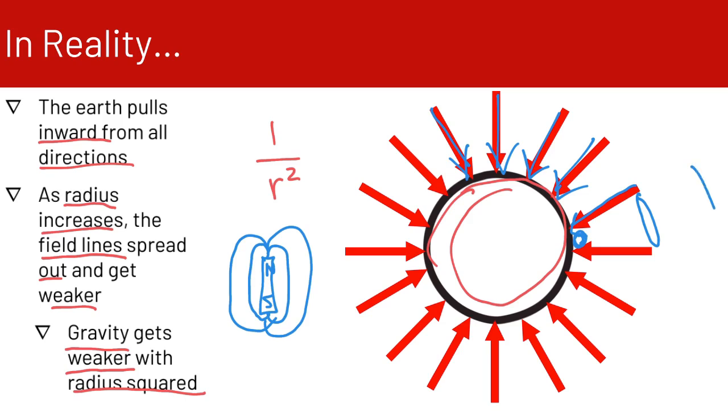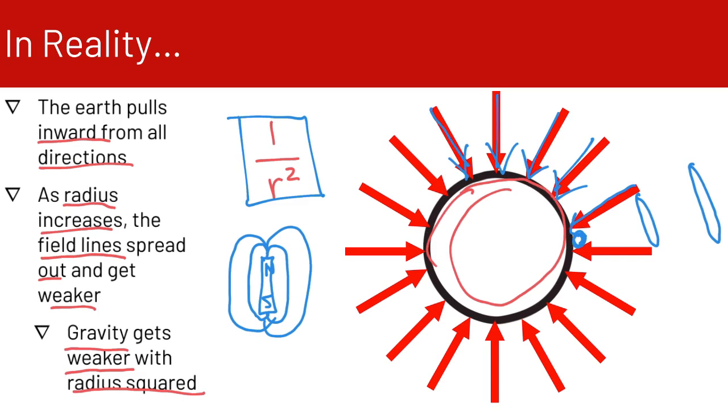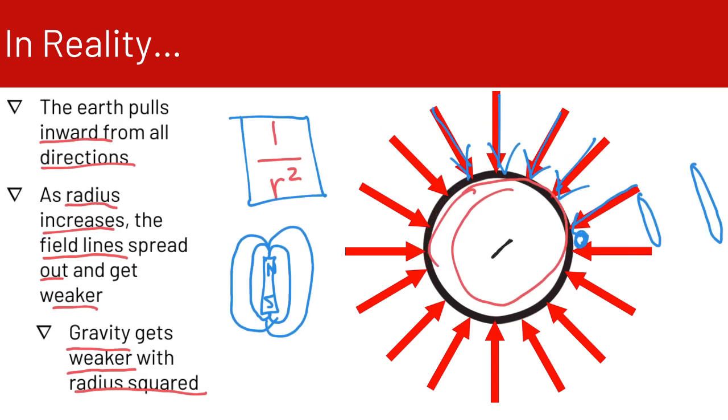And the further you get away from the surface of the planet or the surface of whatever is creating the gravity, the gravitational field is weaker as it goes out. And it's weaker by 1 over the radius squared. And the radius that we're talking about is from the center of the object out to wherever we're measuring the gravitational field. So from the center here out to here, where we would measure the gravitational field, that's the radius that we're talking about.